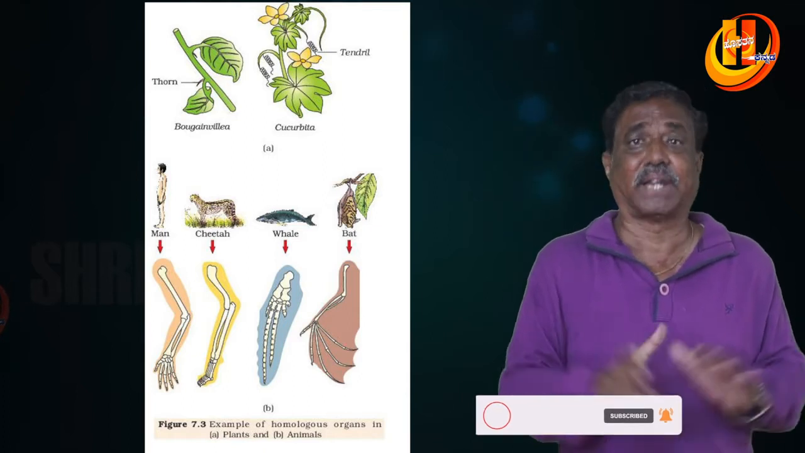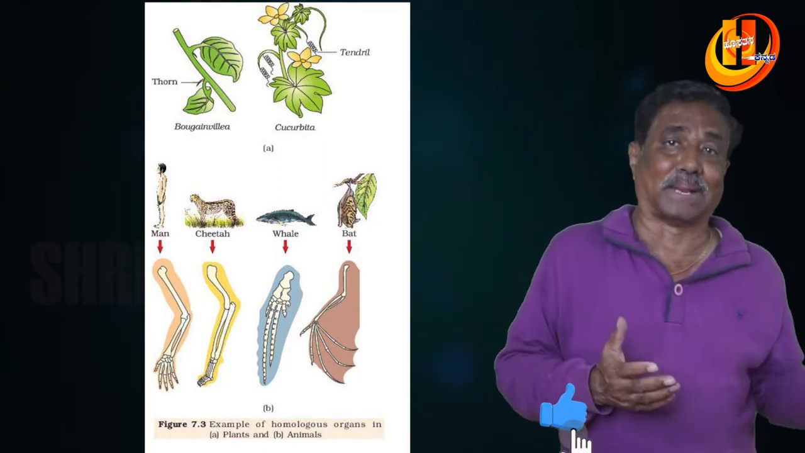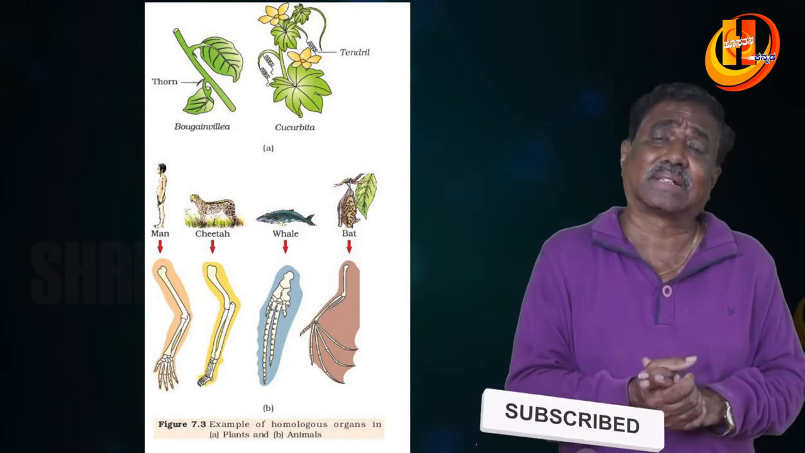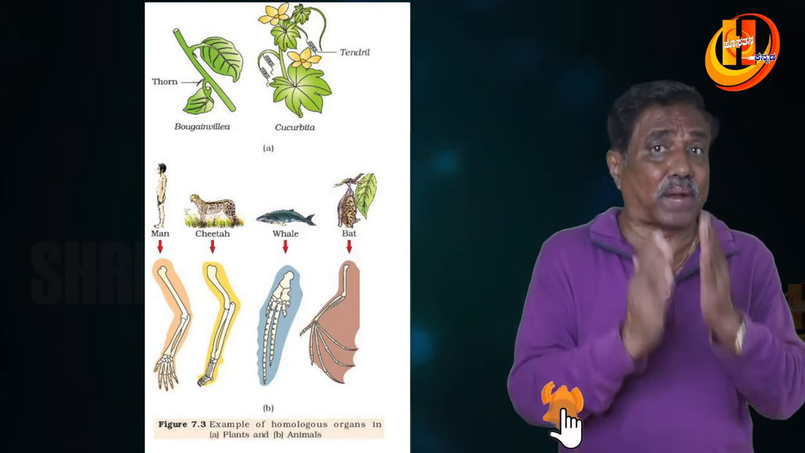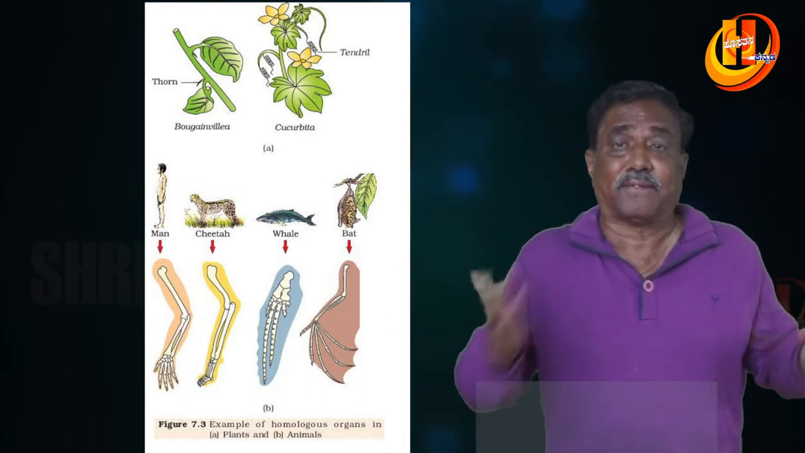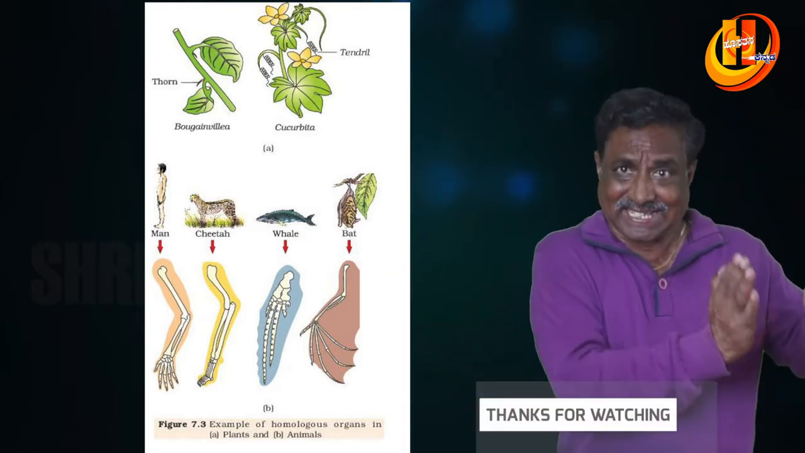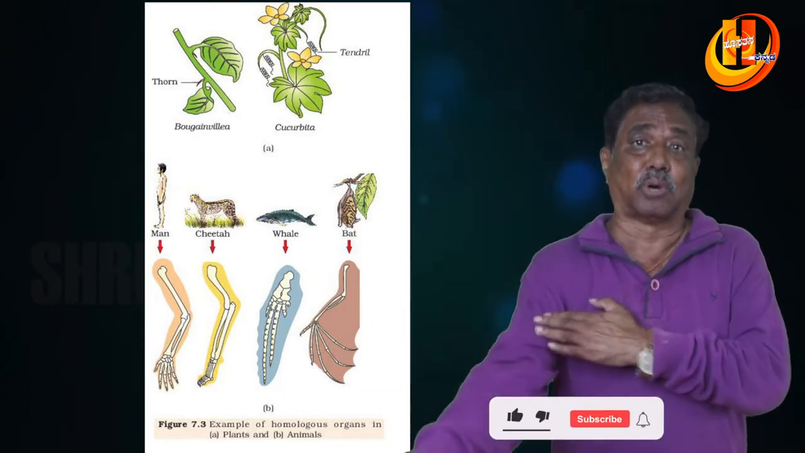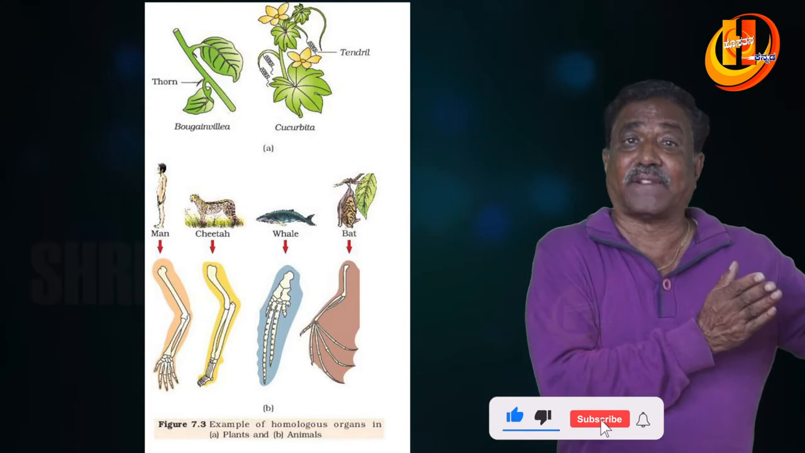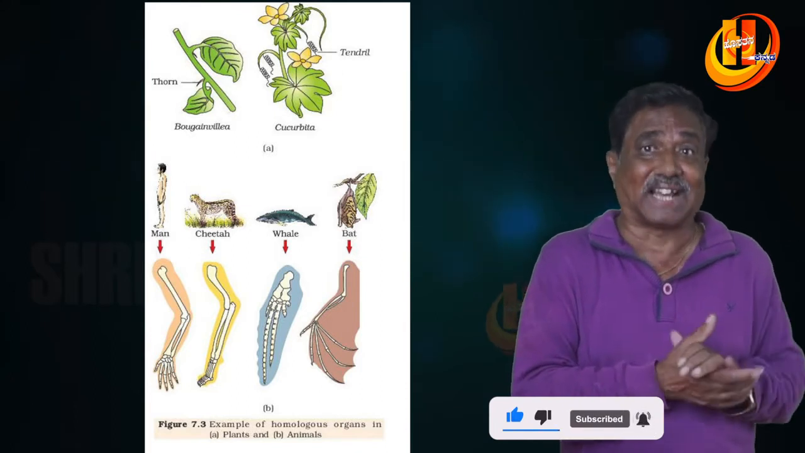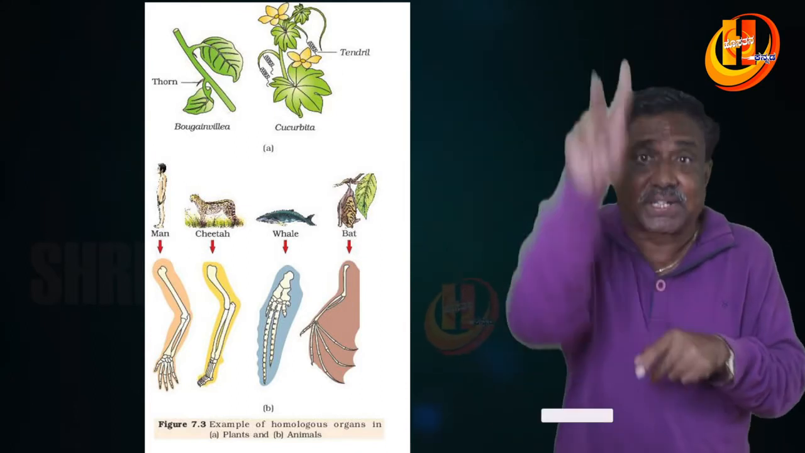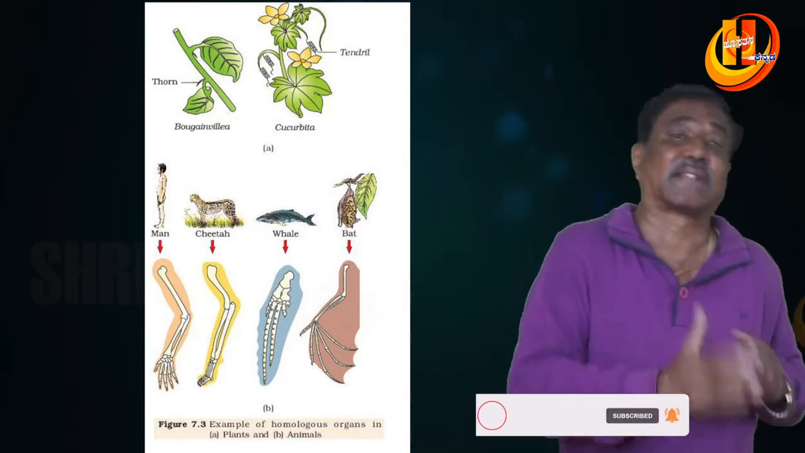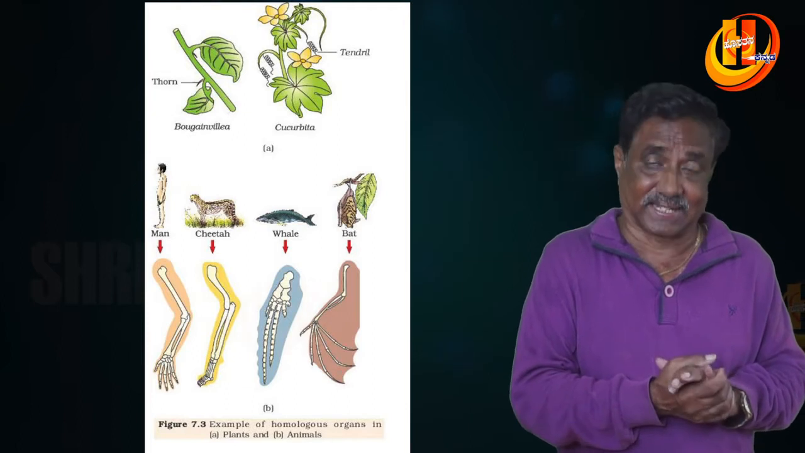Analogous organs are quite opposite to homologous organs. Here, similar function but different structure. For example, the wing of an insect and the wing of a bird. The wing of a bird has bones, but the wing of an insect has no bones at all. So similar function but different structure. Such organs are called analogous organs.